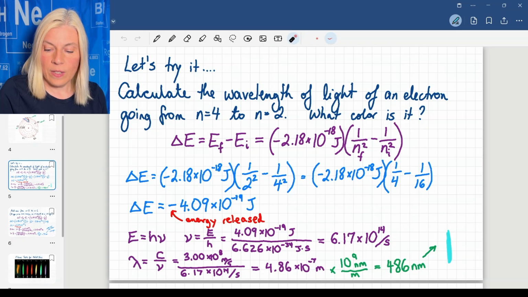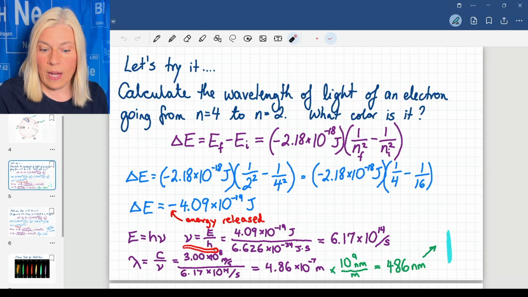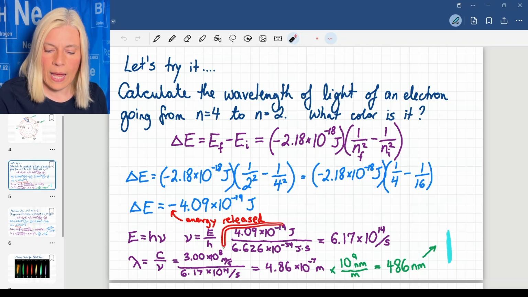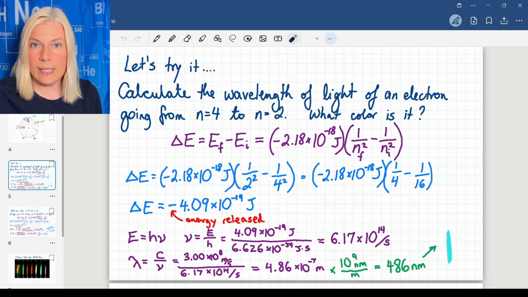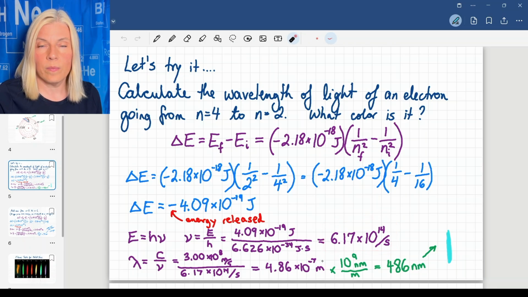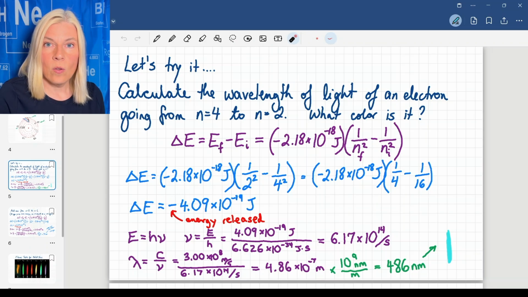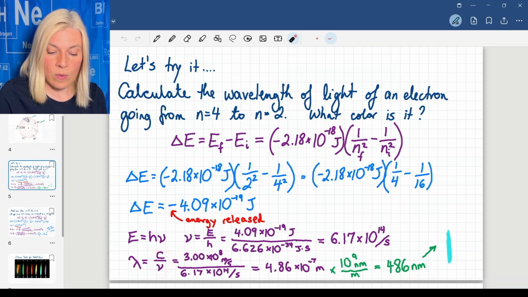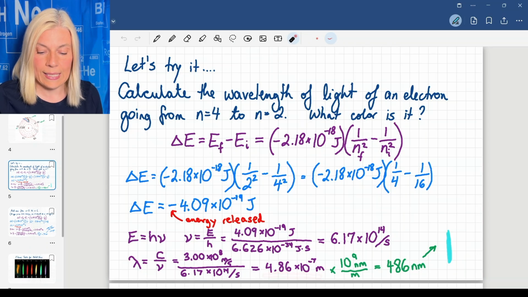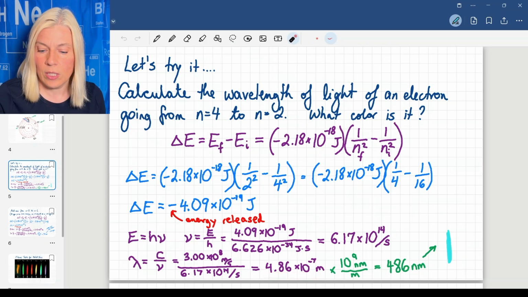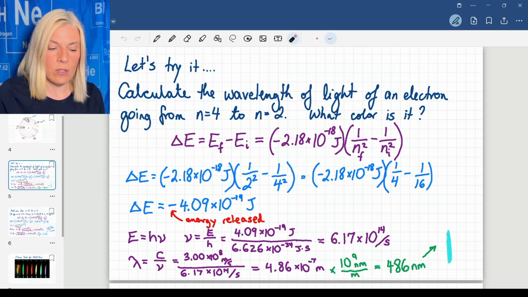So if we have energy here, and again, frequency equals energy divided by Planck's constant. We plug in these numbers, and we get my frequency, 6.17 times 10 to the 14 hertz, or per second. And again, c equals lambda nu. I'm going to have my speed of light divided by frequency, and I'm going to get my wavelength. I plug in the numbers and I get 4.86 times 10 to the negative 7 meters. Change it to nanometers, that's 486 nanometers.